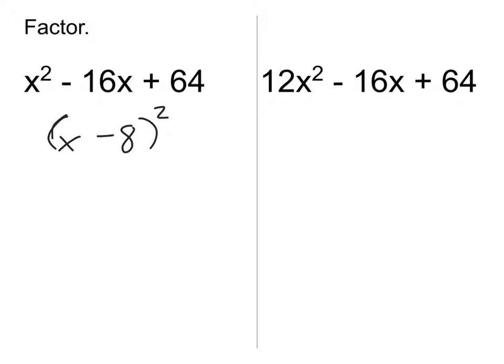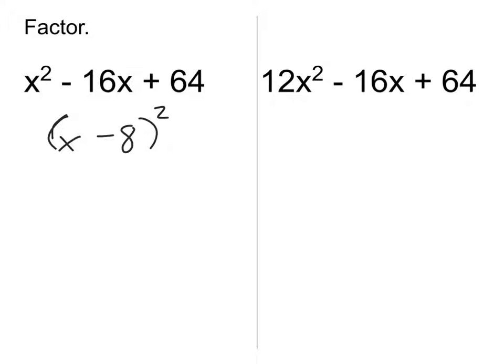Now, I want to check and make sure this is actually right. So, what is negative 8 squared? What does that equal? It equals a positive 64, which is the last number. That's what I needed it to equal. So yes, this is correct. That one is done. That is the correct answer.